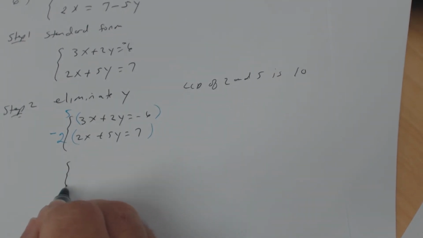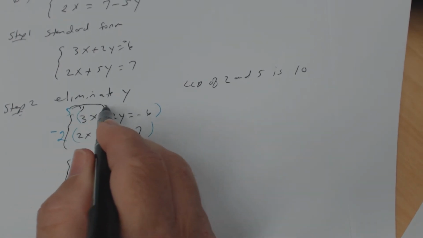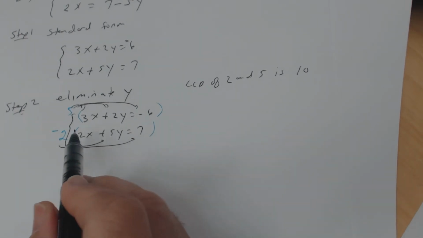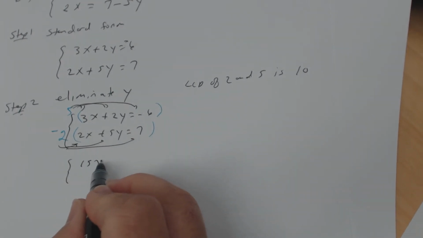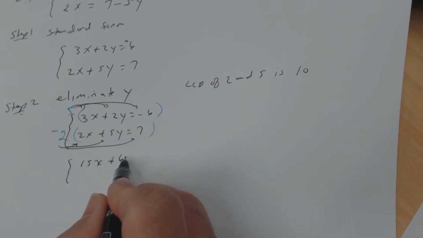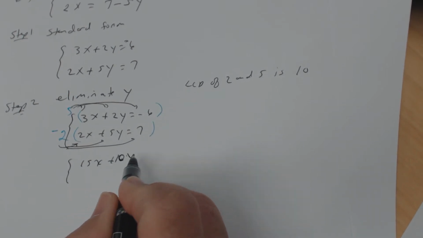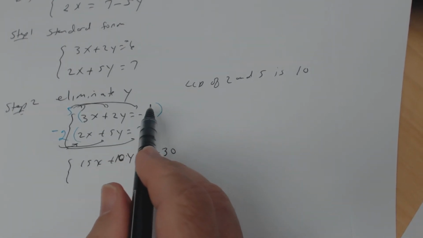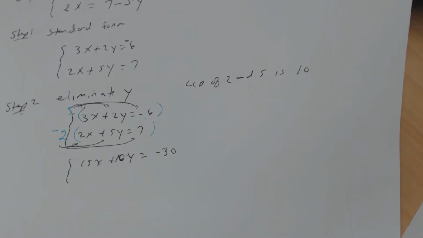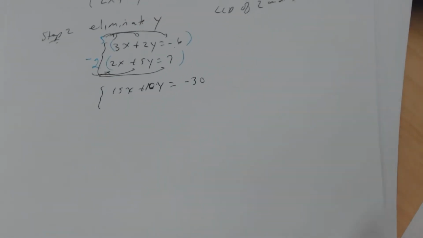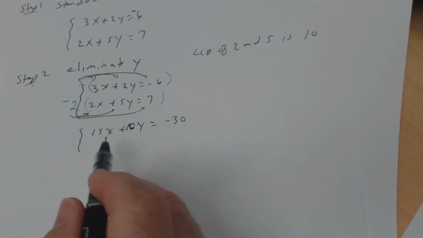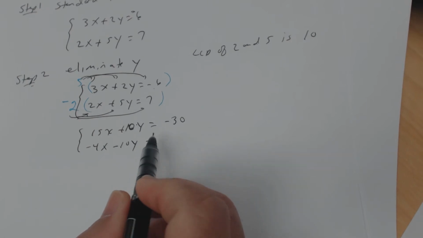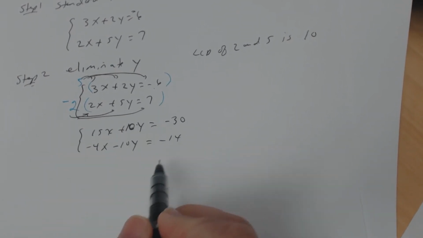So let's go ahead and rewrite it. Make sure you multiply everything by 5, and make sure you multiply everything by negative 2. So 5 times 3x is 15x, 5 times 2y is 10y, equals 5 times negative 6, which is negative 30. Make sure you do everything. A common mistake is to forget about the constant. The next one: negative 2 times 2x is negative 4x, negative 2 times 5y is negative 10y, equals negative 2 times 7, which is negative 14.